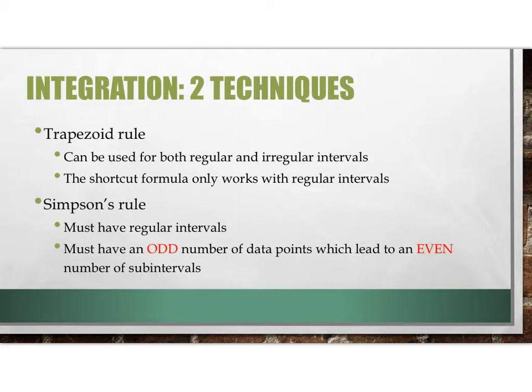Now, Simpson's rule is going to be the more precise, so when it's possible to use Simpson's rule, that will get you the better quality answer. But the trapezoid rule is generally more versatile and generally appropriate.